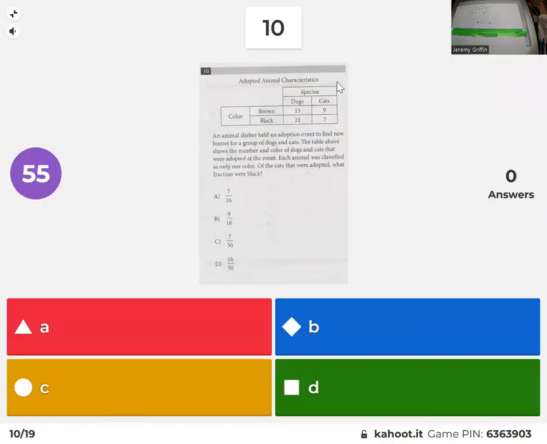Okay, so we got cats and dogs that are either brown or black. Okay, guys, let me just jump down to the question. So on that table, of the cats that were adopted, what fraction were black?